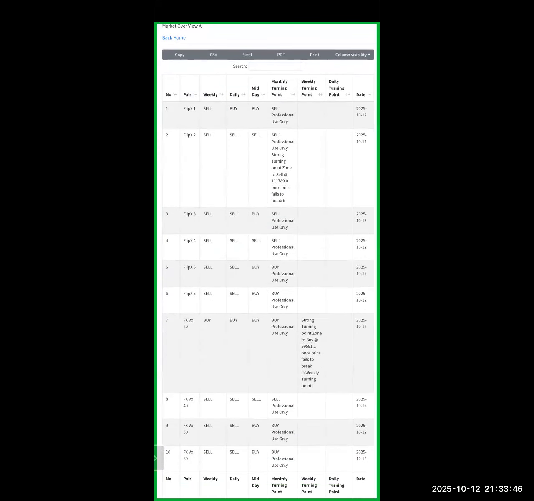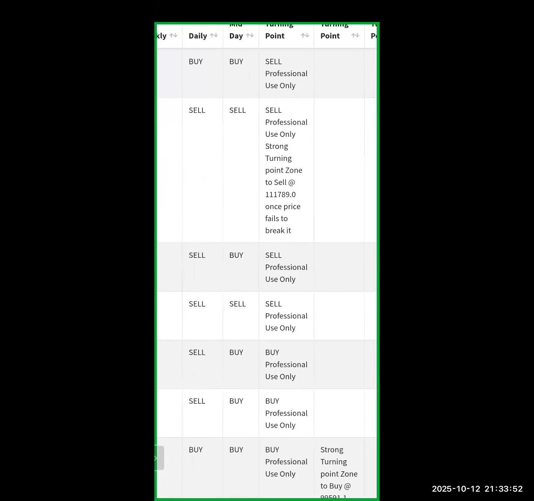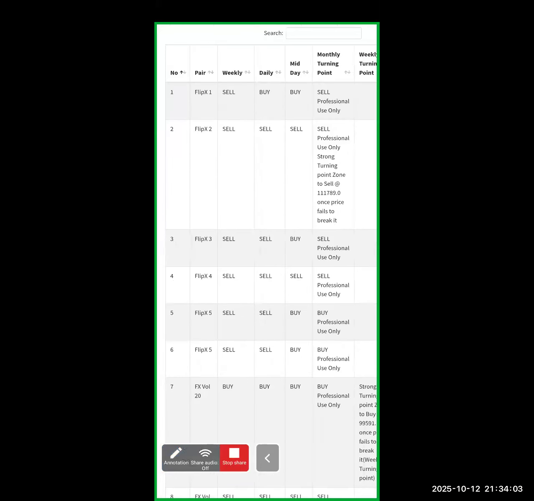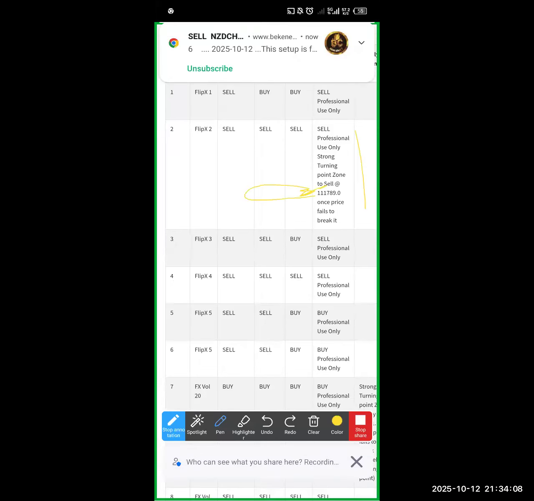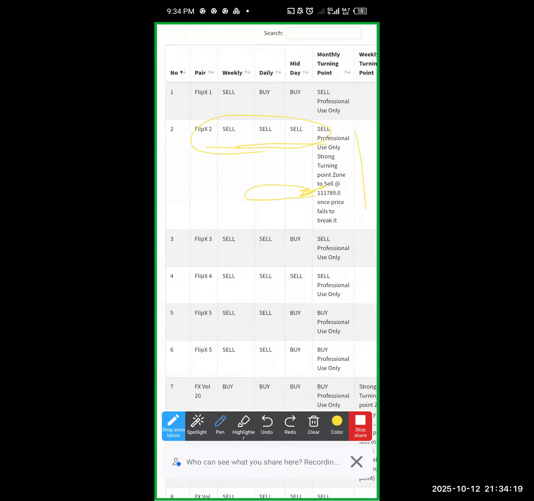So let's look for a turning point for Flip Two. Now, as you can see, there's a turning point here. Once you plot this turning point, you see that price started dropping from this point downward. And if you look closely, from the month, the week, the day, and the midday, they are all selling down. This pair has been on a massive downtrend since the month started. Today is 12, so the weekly is still on the sell, the monthly is still on the sell, today is still selling, and midday is still selling.